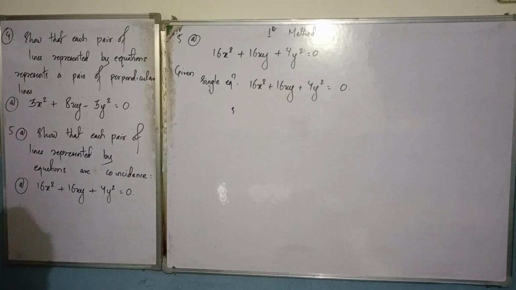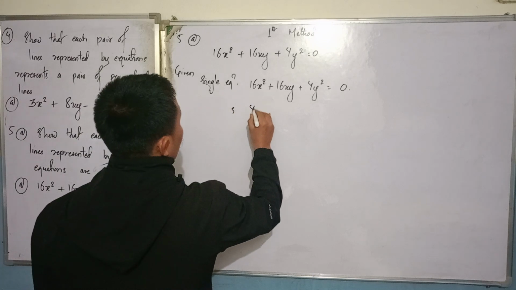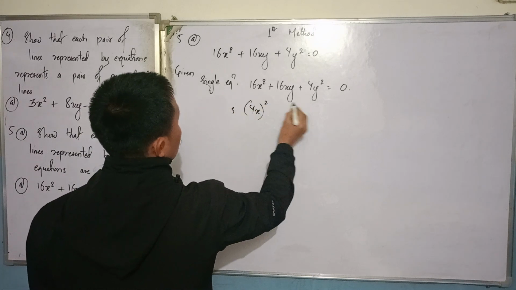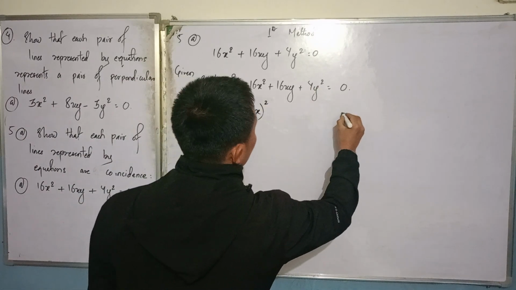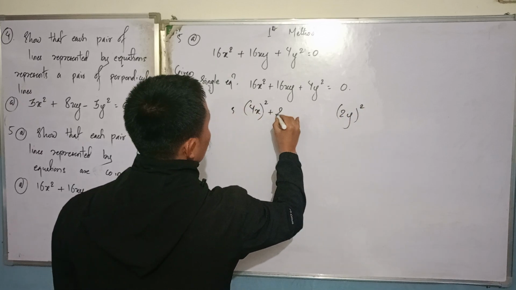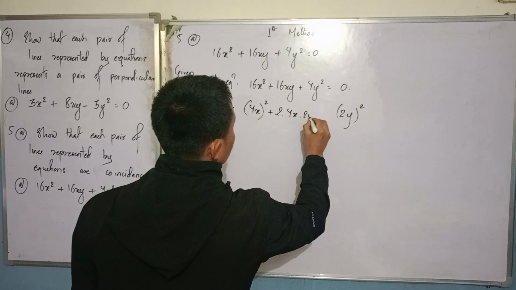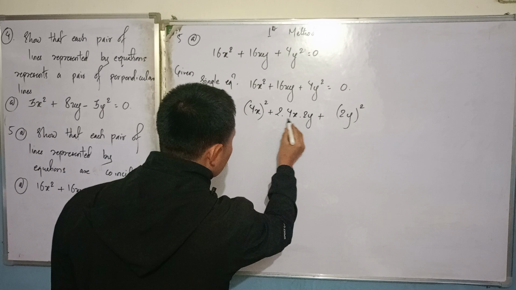4 6 24. Yes, 64. That will be 64, and I think this will go into the (a plus b) whole square. Okay, so 16 you can write here as (4x) whole square, and this 4 will be (2y) whole square. Now here 2ab.